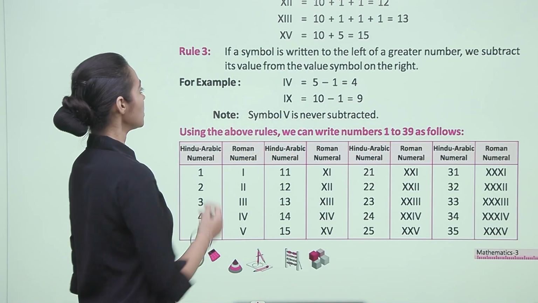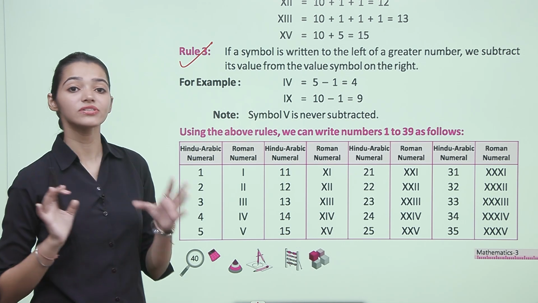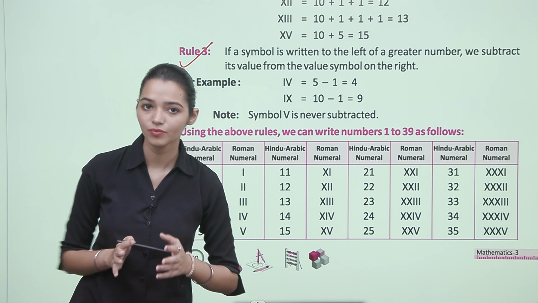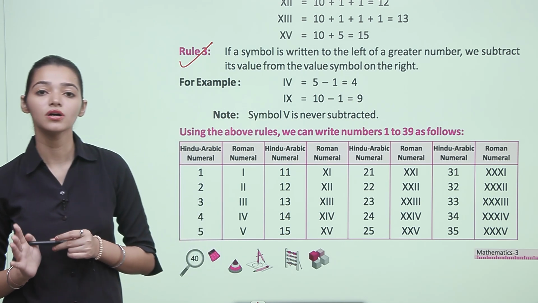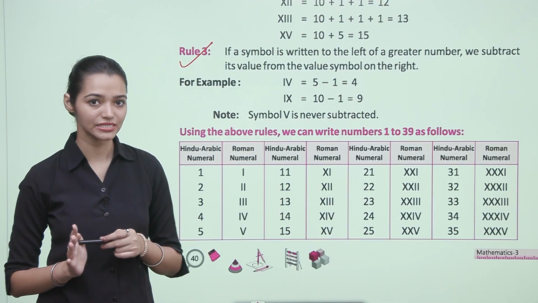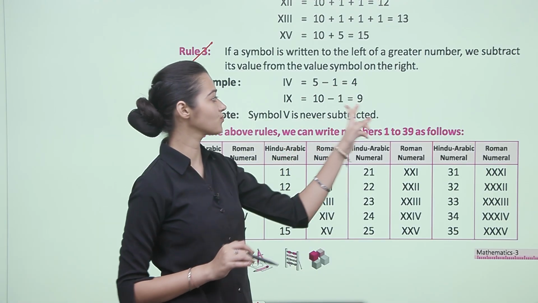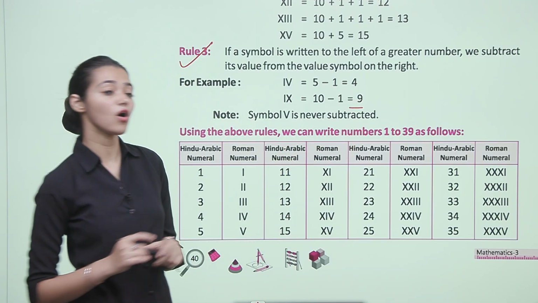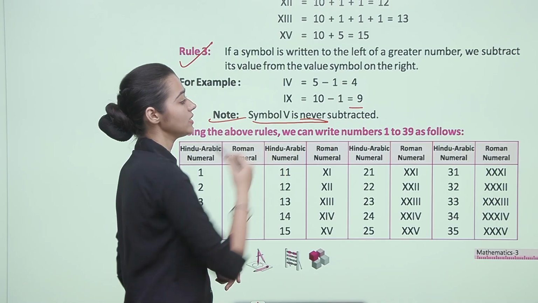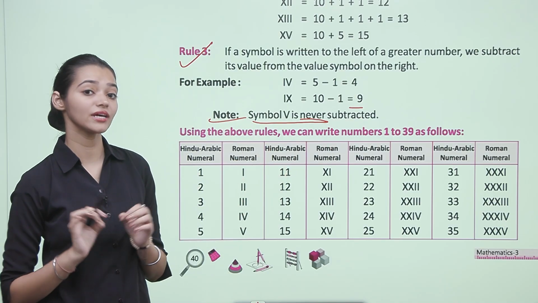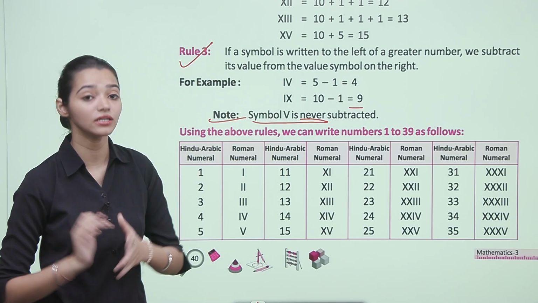Now next is our rule number 3. If a symbol is written to the left of a greater number, we will subtract its value from the value of the symbol on the right. For example, IV, that means 5 minus 1 is 4, and IX is 9. And always remember students, symbol V can never be subtracted. We can never subtract symbol V from any other number.